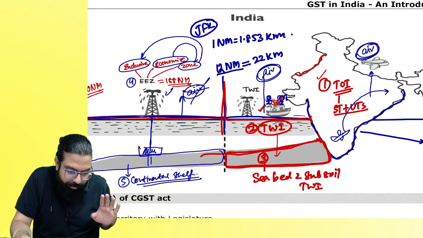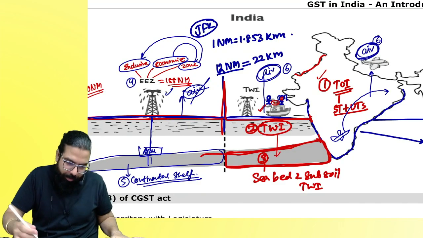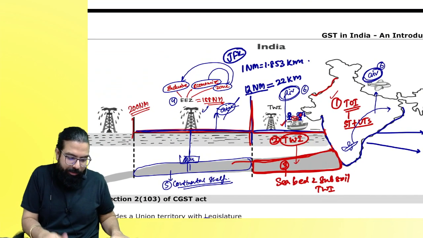People, you have drawn this. Sixth one is the airspace. People who have not drawn, take a picture.